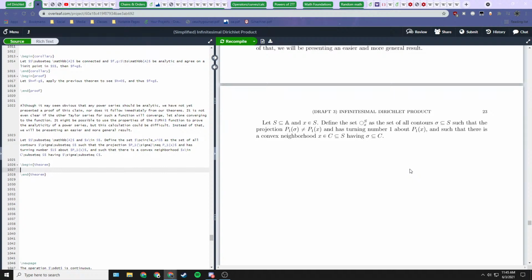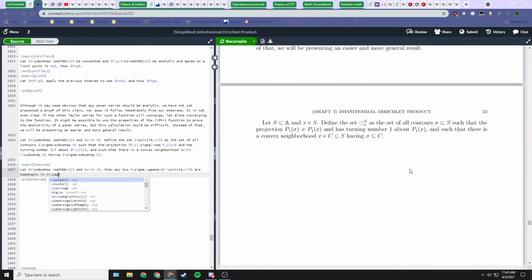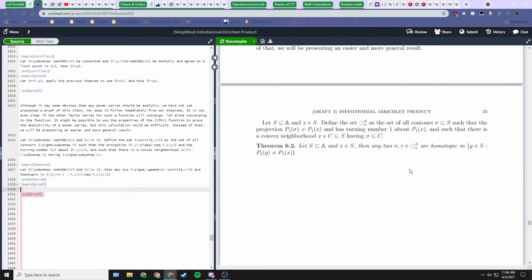So this theorem is, we're going to say, let S be a subset of A and X be in S. Then any two curves sigma, gamma in this class of curves are homotopic in the set S intersected with A star plus X. Or we could say in the set of Y in X such that P1 of Y is not P1 of X. So this is mostly a topological exercise, but it's very obscure and specific.